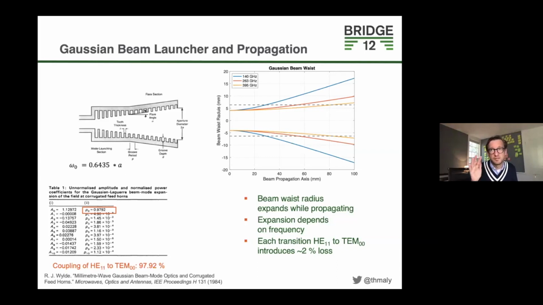It's basically the mirror size that gives you the lower limit of the frequency. Also, at every transition, HE11, that's the mode inside the launcher or a corrugated waveguide, to TEM00, that's the Gaussian mode, that introduces 2% losses. There's nothing you can do about this. Well, there's a little bit you can do, but the standard horns introduce 2% losses. So in your circulator device, you have the input port, 2% down. You go into your sample, 2% down. You come back from the sample, 2% loss. And then going to the detector, again 2%. So it's just these cascading losses that you have to keep in mind.